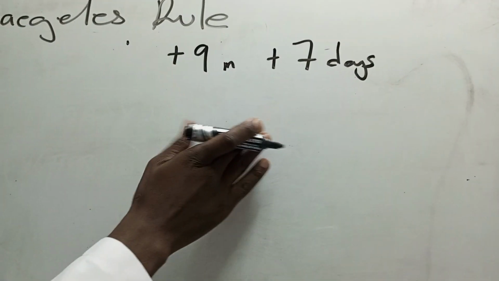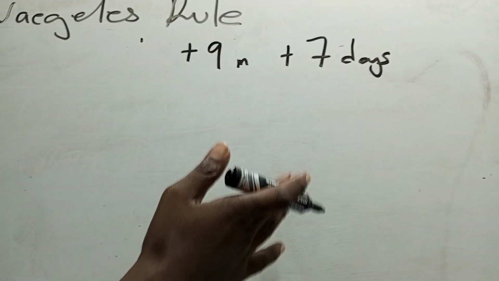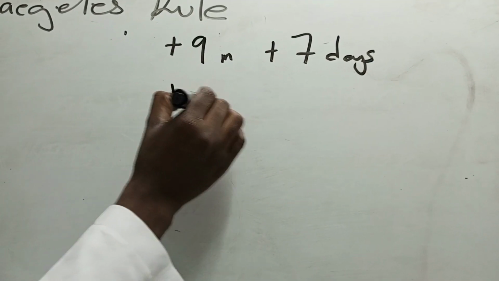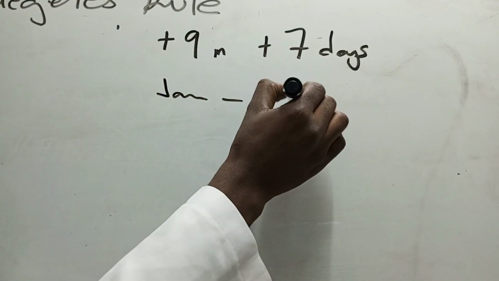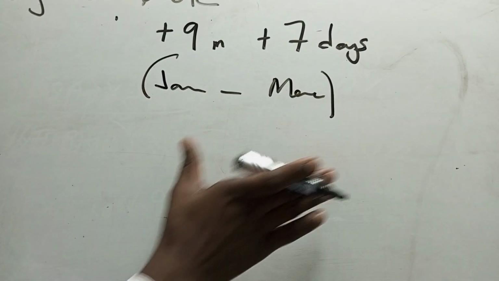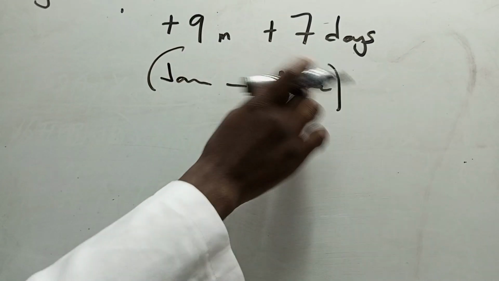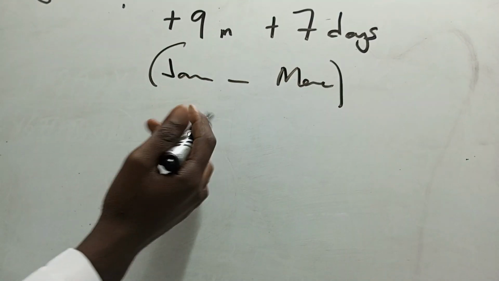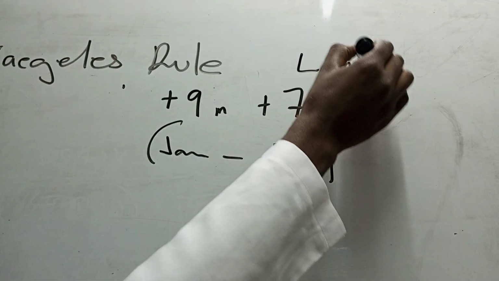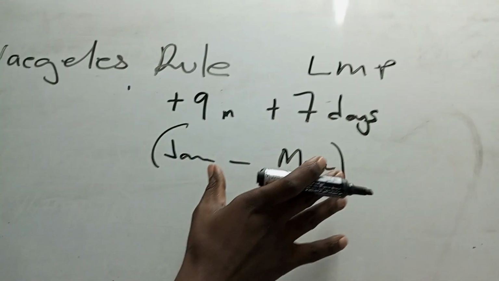Now, this one where you are using plus 9 and plus 7 is only favorable to a few months, for example, January up to somewhere March. So this one is very favorable, or easy to calculate, if you're looking at the first 3 months: January, February, and March. So let's look at this. Now, before you calculate, you need to consider the LMP, last menstrual period, so the first day of the last menstrual period.